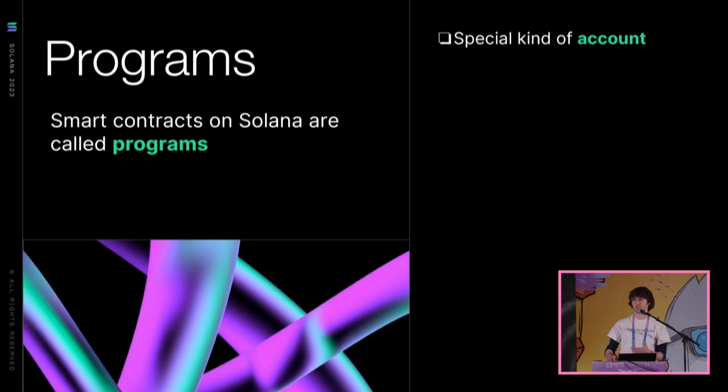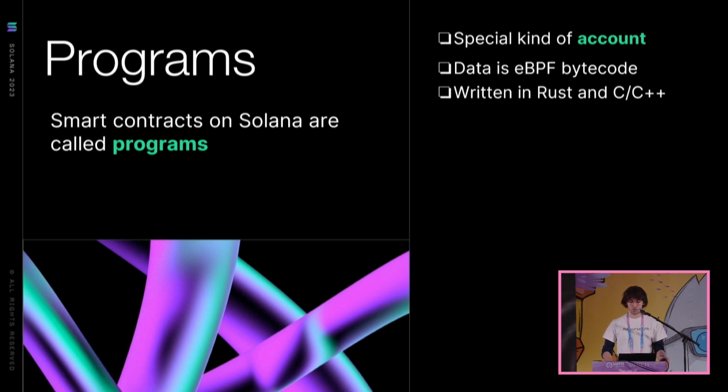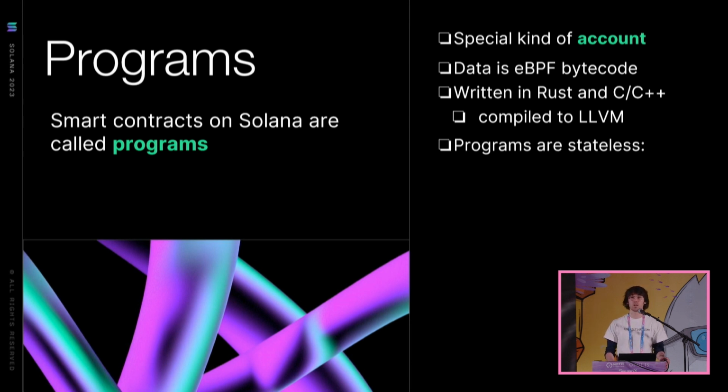So a special type of account that has executable code that works with other accounts to store data and execute different instructions. The data stored within the account is eBPF bytecode. This is the Berkeley Packet Filter; that's what that stands for. Programs are written in Rust or C and C++. So, of course, Ethereum and the EVM have Solidity. Solana uses Rust, which I'm sure many of you are a fan of. This is compiled to LLVM, and programs are stateless, like we talked about.